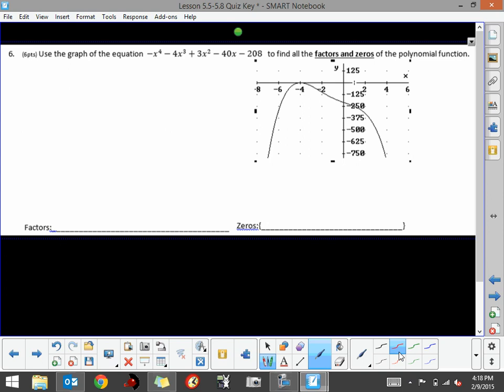This point right here, when x is -4, that's a biggie because it is tangent to the graph. Tangent means it touches the x-axis but doesn't cross it. It means you can use it twice in your synthetic division because it's a double root, double zero, double solution. So we're going to set up our synthetic division. We're going to divide by -4 into our coefficients of -1, -4, 3, -40, and -208.